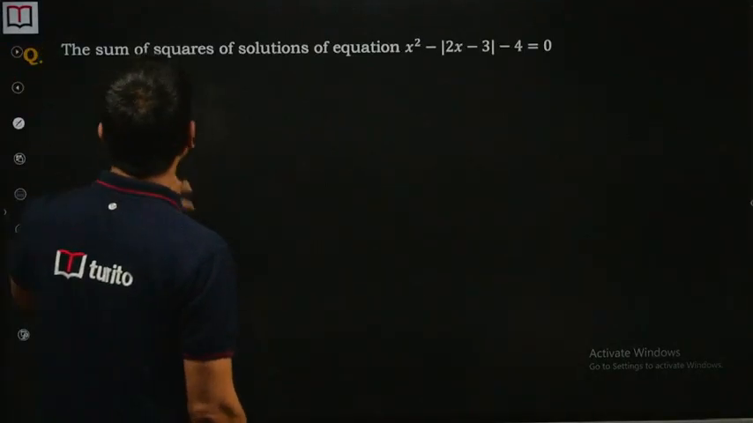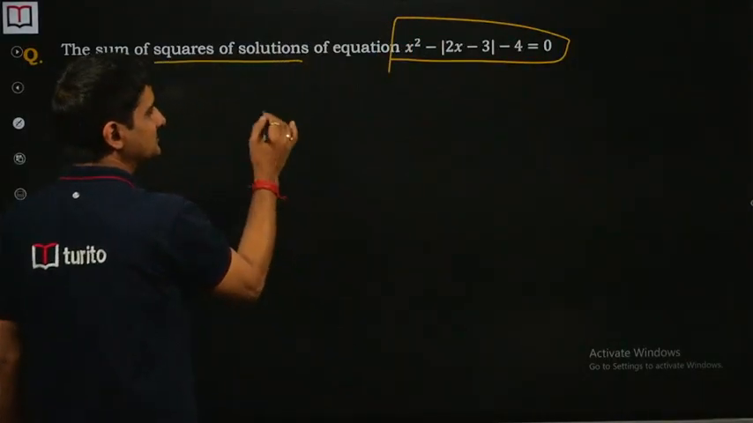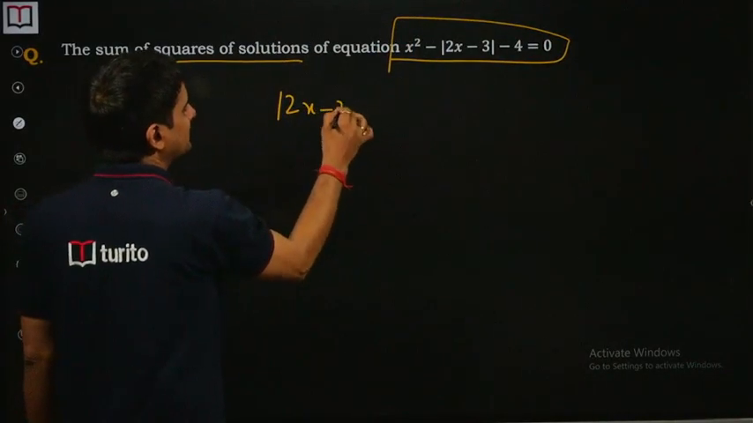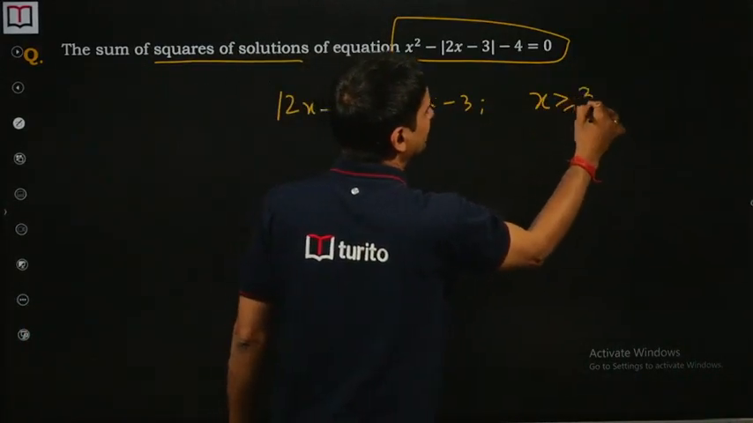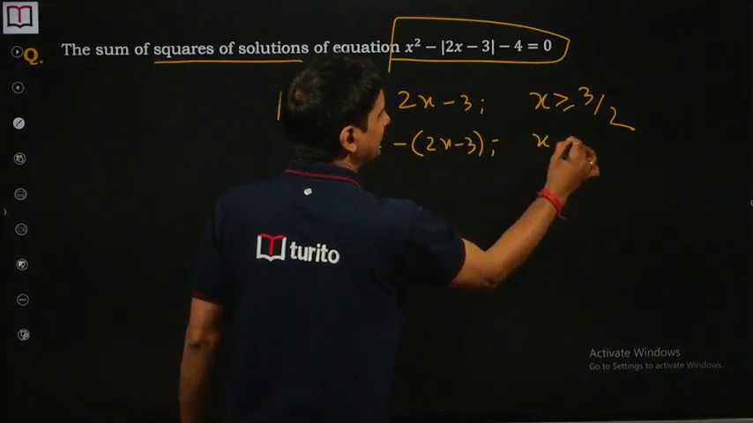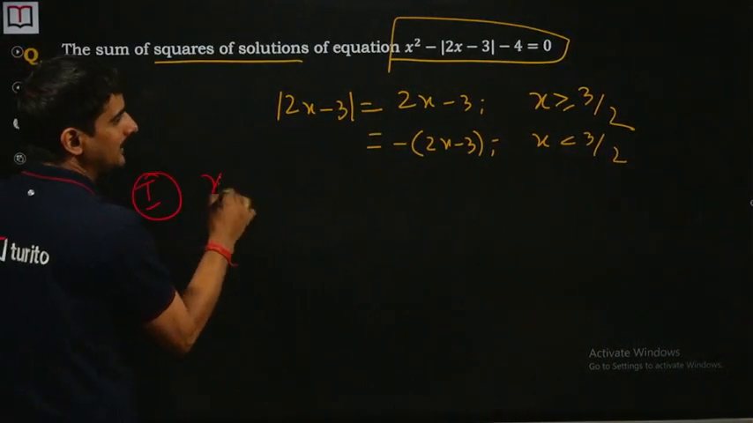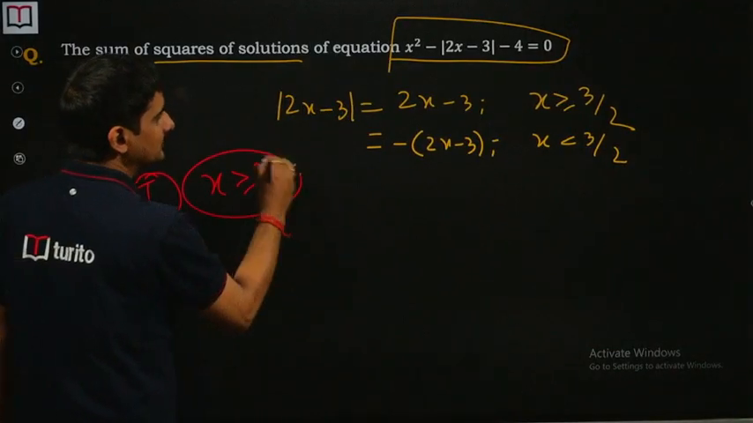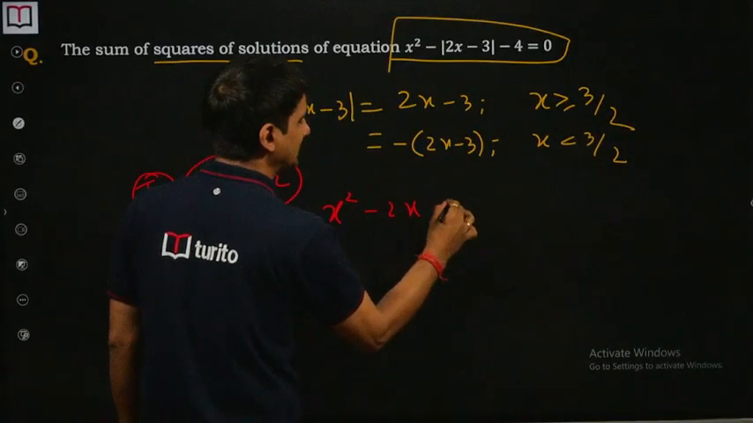The next one is the sum of squares of solutions of this equation. Whenever there's a mod, the only thing I do to start with is to open the mod. So we have two cases here: when x is less than 3 by 2, and first case, when x is greater than or equal to 3 by 2. So what do we get? x square minus 2x minus 1 plus 3 minus 1 equal to 0.